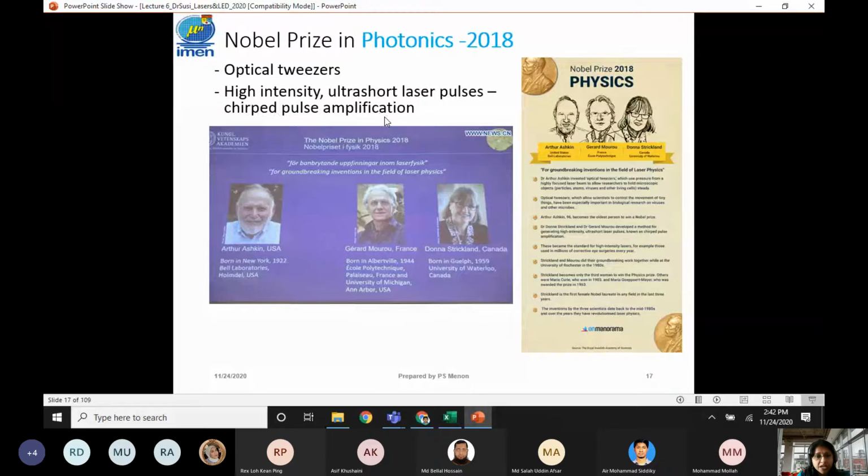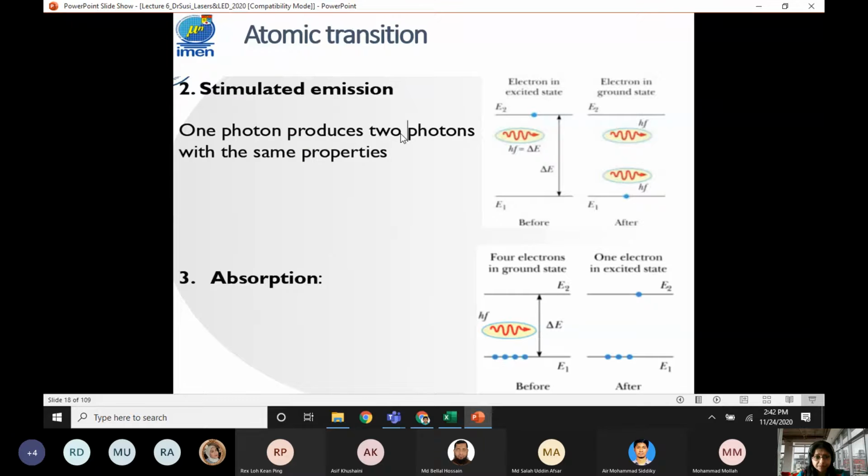What is that? It is just laser pulses, which is normally used for medical technology. For example, in LASIK, if you have cataract and you want to remove the bad part of your eye, you use laser. Okay, so they received the Nobel Prize.